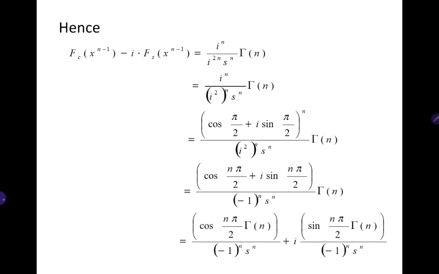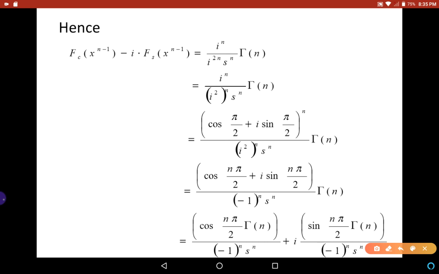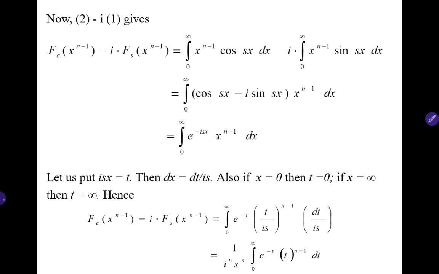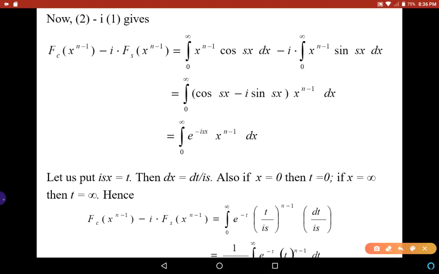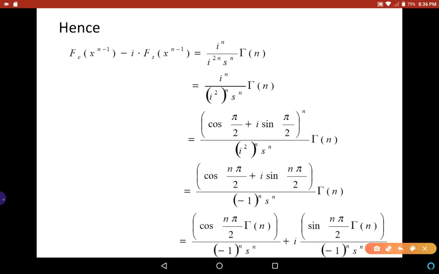Now multiply and divide the numerator with i power n, so that in the numerator we have i power n and in the denominator we have i power 2n, and the integral 0 to infinity e power minus t into t power n minus 1 in the last term is gamma of n. This term is equal to gamma of n. As we discussed earlier, this is the definition of the gamma function. So in place of that integral, we will substitute gamma of n.